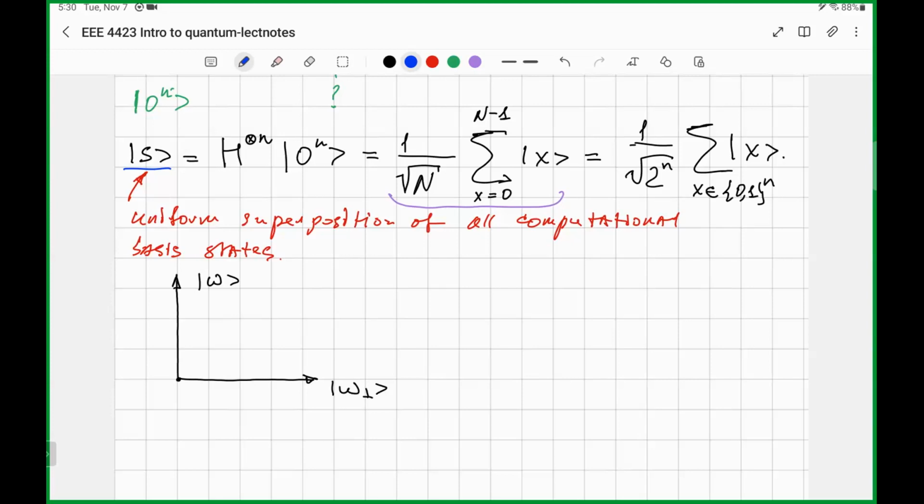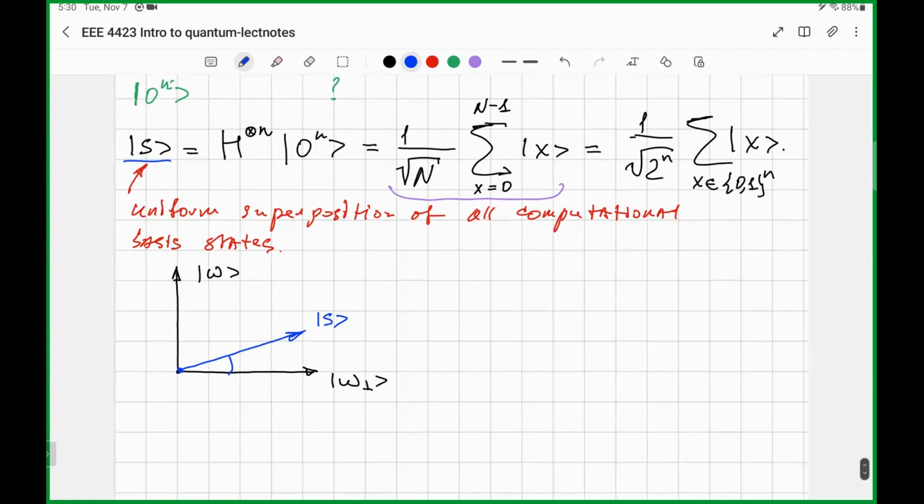Okay, so we can write the state vector of this uniform superposition in this space like this. So this is the vector S. Let's denote the angle between the vector S, which is known, right? This is the vector of superposition of all states, so it's the same for any system. Let's denote this angle by theta over 2.